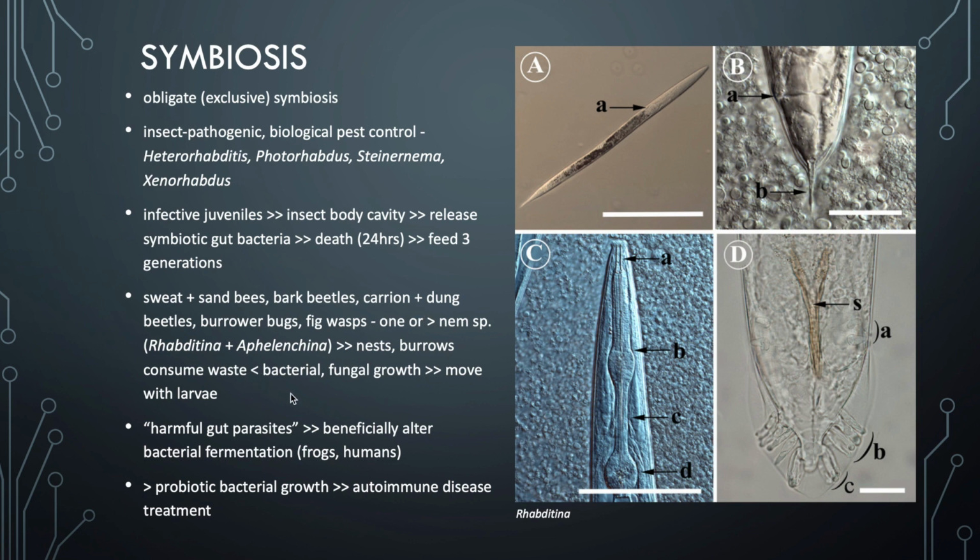And thereby they reduce bacterial and fungal growth, so they help the survival of those insects. And then when the larvae of the insects need to move from those burrows or nests, the nematodes will hop on them and then will inhabit the new nest that these insects make for themselves. So it's a lovely little symbiosis here, and it's a mutual symbiosis where both partners, both the insect and the nematodes, benefit.